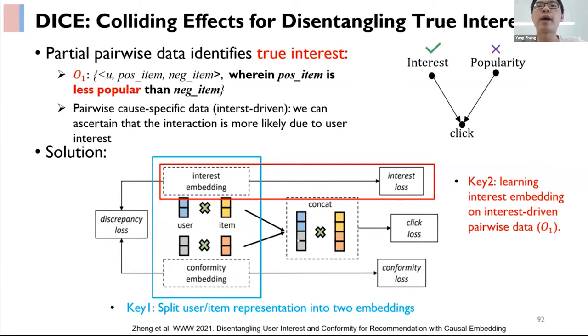With this specific pairwise interest-driven data, they proposed a distinguishing method. The method has two key points. The first is to split user and item representations into two embeddings, one for interest and the other for conformity. The second point, which is also the most important, is to learn the interest embedding on the interest-driven pairwise dataset O1.